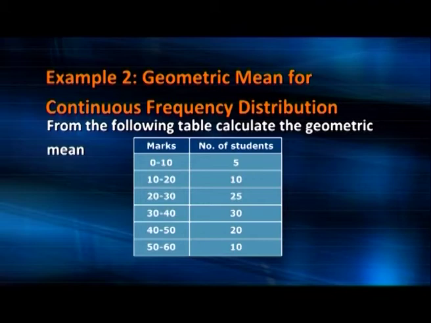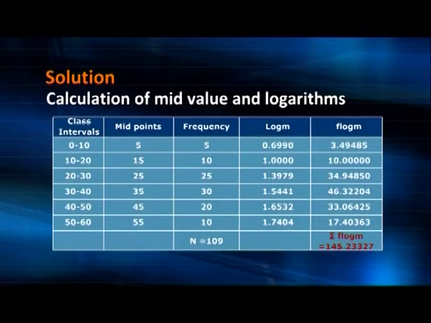10 respectively. The first step here is the calculation of mid-value and logarithms. Here, we shall find the mid-value of the classes and then calculate the logarithms of the mid-values. In this example, we take the class interval 0 to 10 and add the upper limit and the lower limit, that is 0 plus 10, which is equal to 10, divided by 2 to take the average. We get 5. Similarly, we calculate the mid-values of all the class intervals as shown in the table.